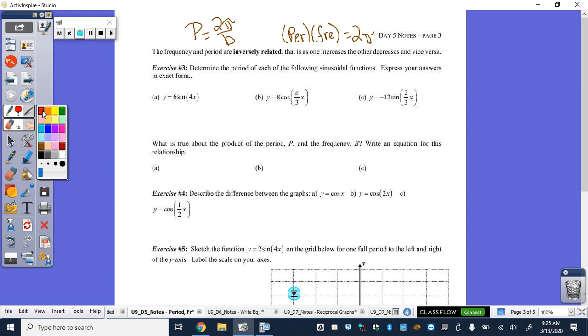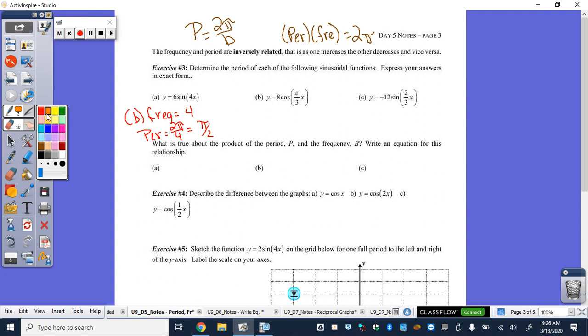So if we take a look at our examples here, determine the period of each of the following sinusoidal functions. Express your answers in exact form. So here we have a frequency of 4. Remember, frequency is our b. Period would be 2 pi over 4, which reduces to pi over 2.